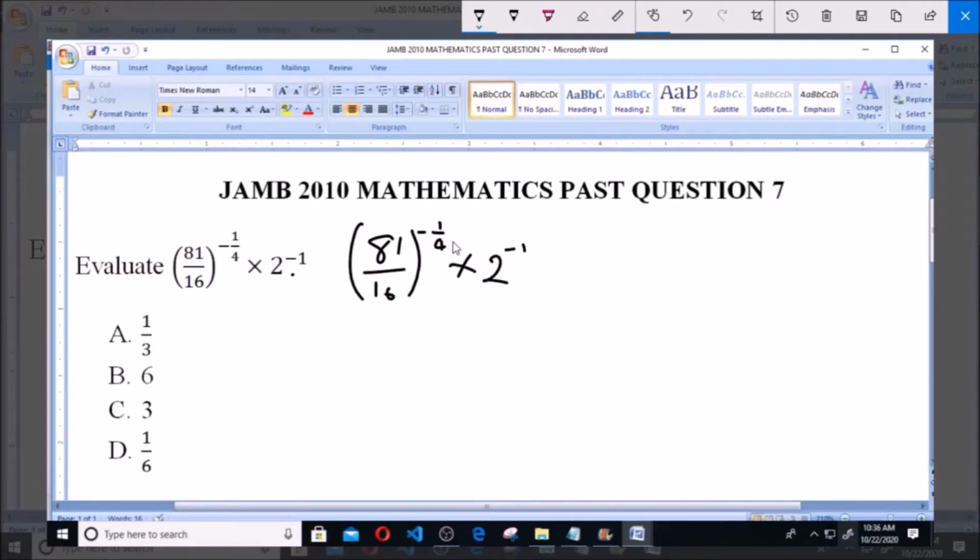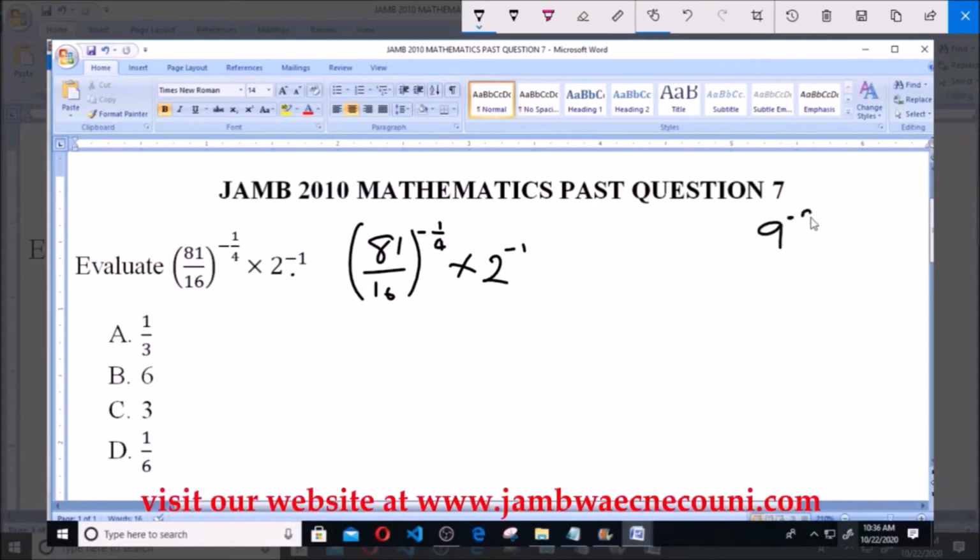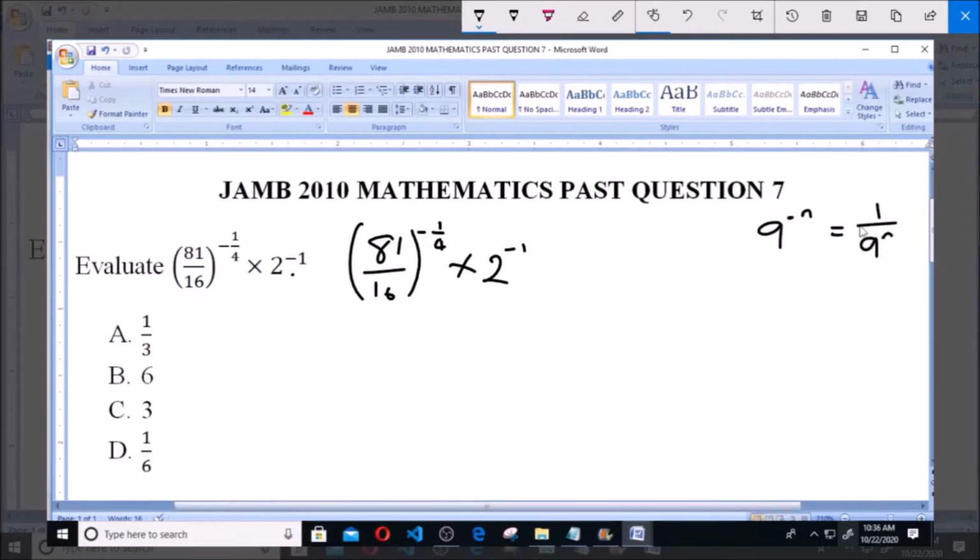Looking at this from indices, when you have a negative power, it simply means, from the law of indices, that A raised to the power of minus n is equal to 1 all over A raised to the power of n. So this negative power simply means 1 over. From this we can say this is 1 all over 81 over 16 raised to the power of 1 over 4, then multiplied by 1 over 2.